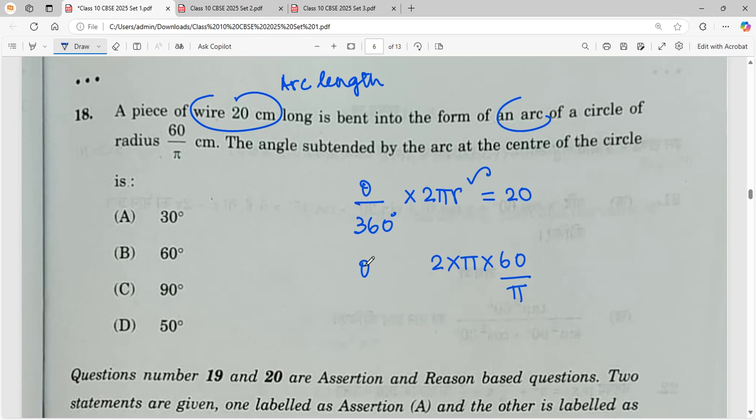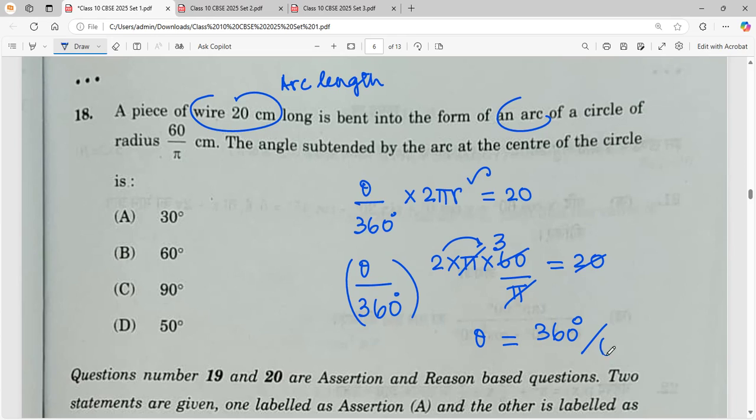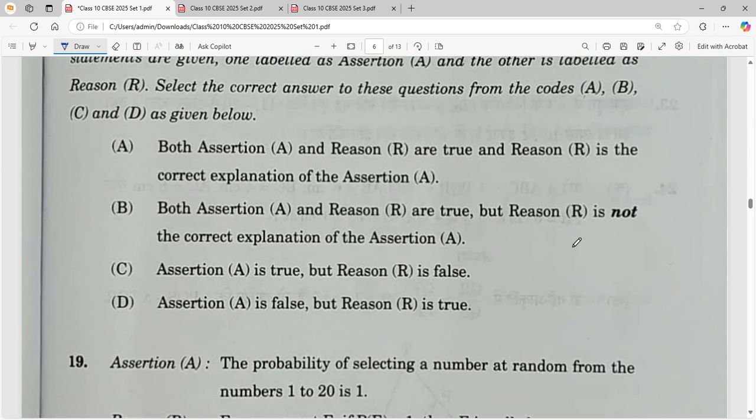Theta, do we know? We don't know. Theta by 360, keep it as it is. That is equal to 20. So pi and pi can get cancelled. This becomes 3 times. So theta is equal to 360 degrees divided by 2 into 3, which is 6. So the answer will be 60 degrees. Option B is the correct answer. Next come assertion and reason questions.